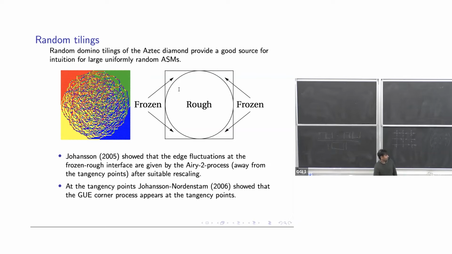So what's interesting is: can you say anything about fluctuations? There are a few results you could look at. You could look at what happens in the bulk, or at the edge, or at these tangency points. Let me just mention two results. At the frozen-rough boundary, you get the Airy 2 process. I'll remind you what that is in a second. And at these tangency points, you get something called the GOE corner process.